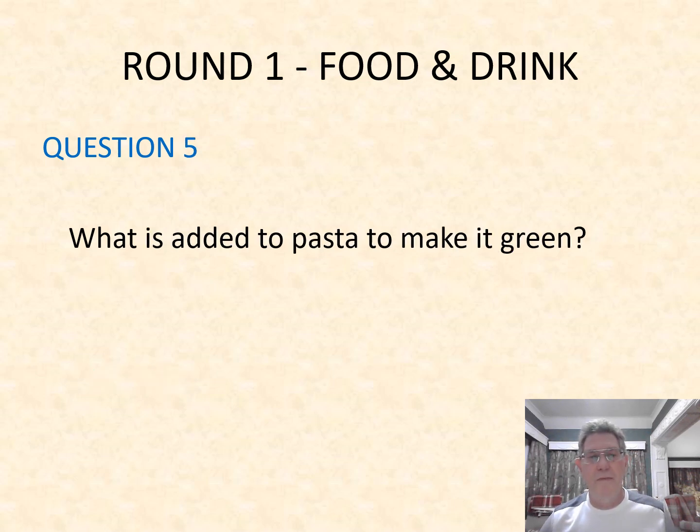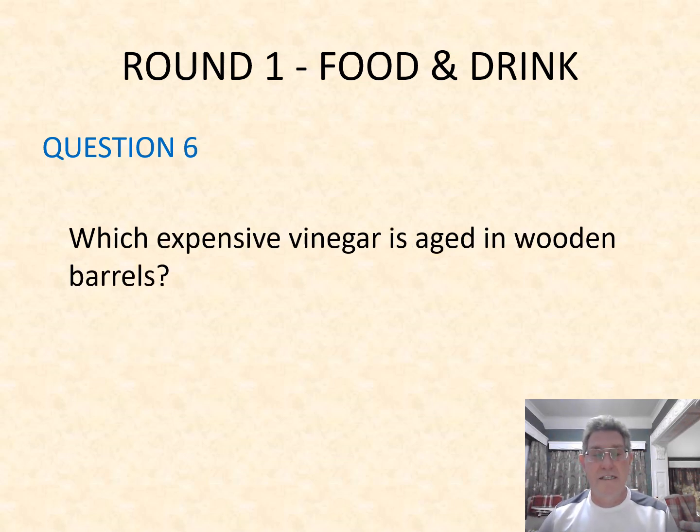Number 5. What is added to pasta to make it green? Spinach. Yes, you add spinach to pasta to make it green. Number 6. Which expensive vinegar is aged in wooden barrels? That is balsamic vinegar. That's why it's a bit more expensive.